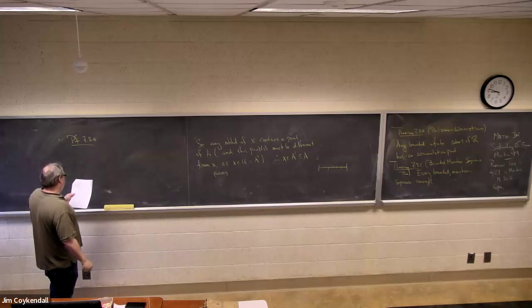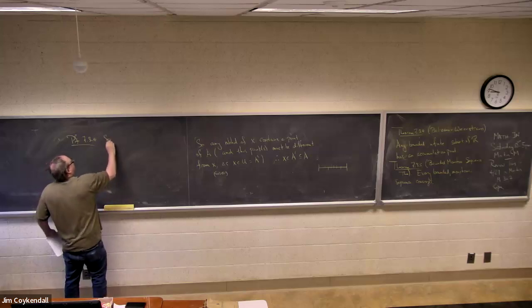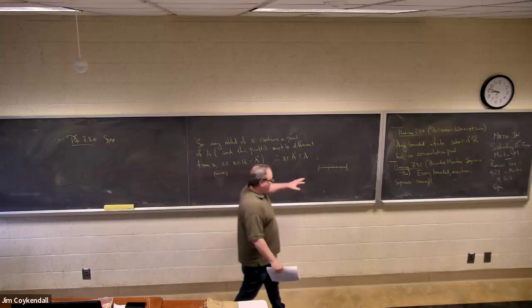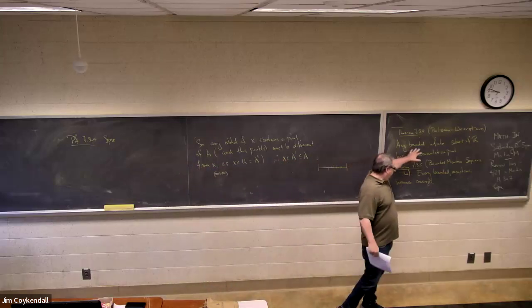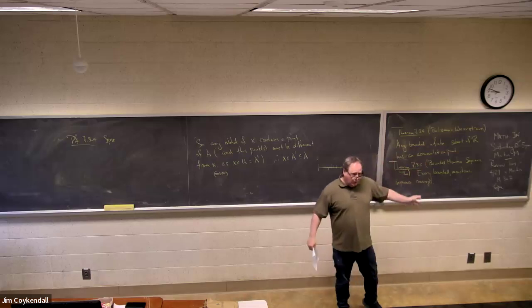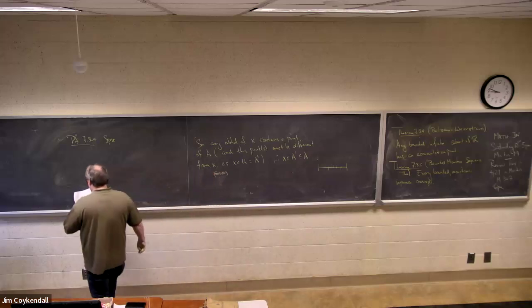735 we'll do next time. Let's prove this. And perhaps you see why Bolzano-Weierstrass is necessary, because this says that if you have an infinite set, you have to have an accumulation point. That's essentially going to play the role of the limit in 735.